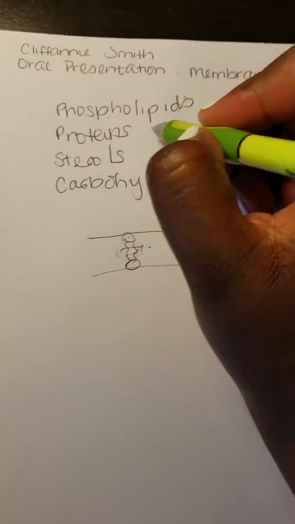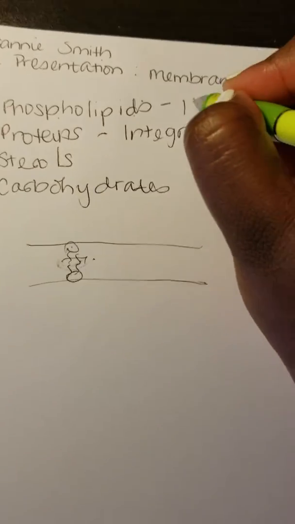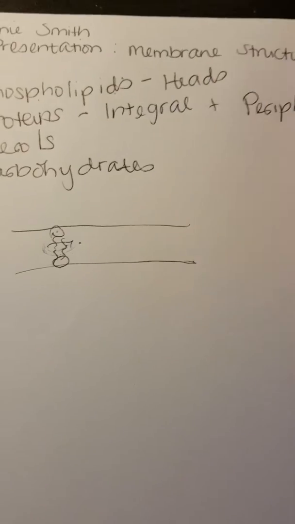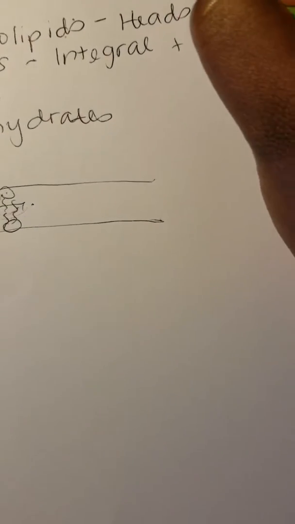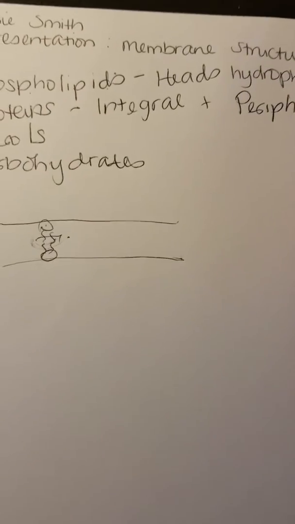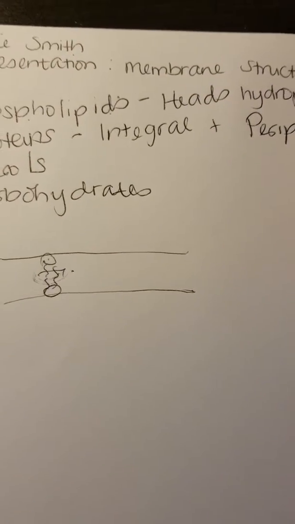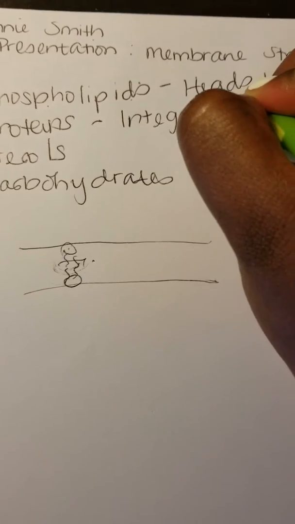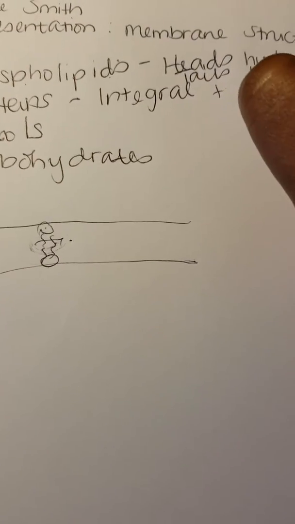So let's just make a note. We have integral proteins and peripheral proteins. We have heads, which are hydrophilic, for the phospholipids, and we have the tails, the fatty acid tails, which are hydrophobic.